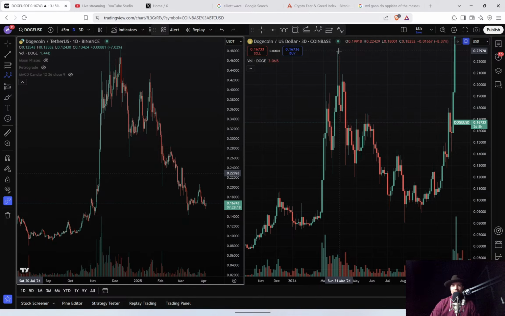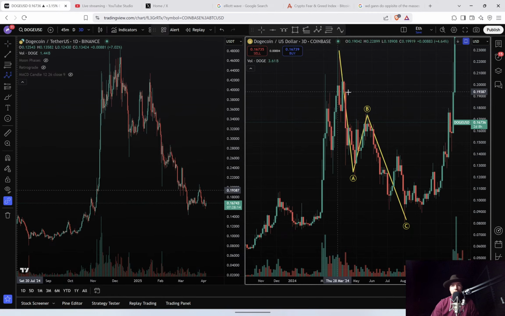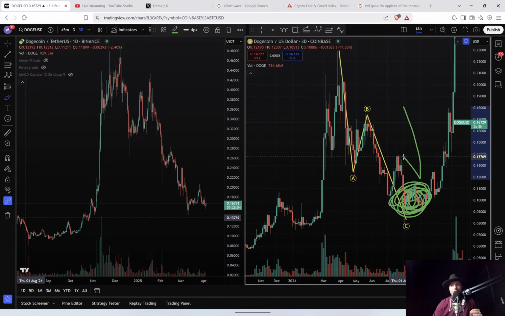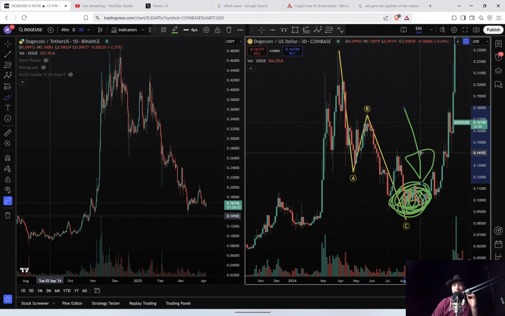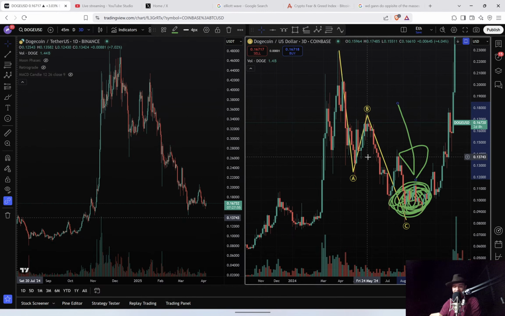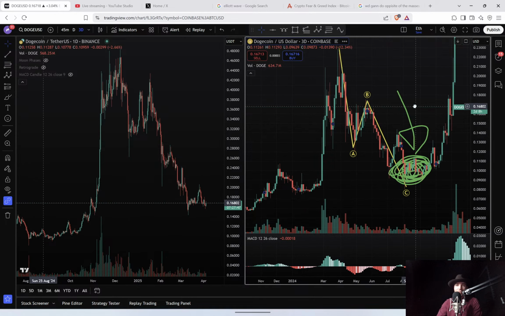So look at this, okay? You've got an ABC correction over here on Dogecoin, and this is the summer correction last year. This is where I got really bullish on Dogecoin. I told my cousin to buy Dogecoin right here. He had like $15,000 to put into Dogecoin, or maybe 20, I don't remember how much he put in. But he made over $100,000 when it pumped. So that was pretty cool, right?